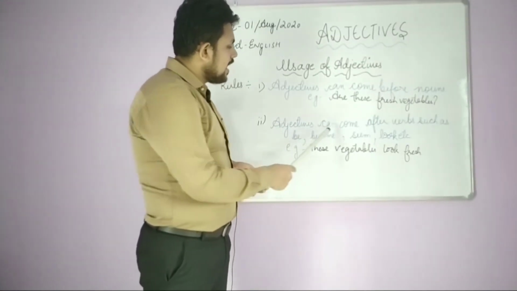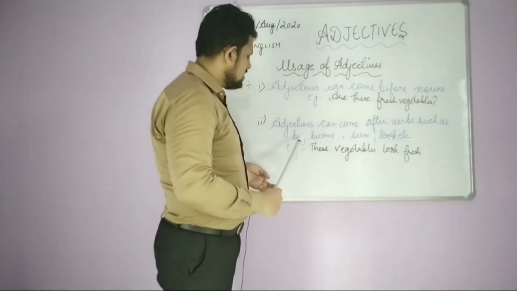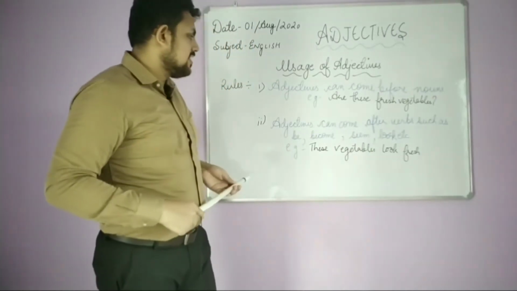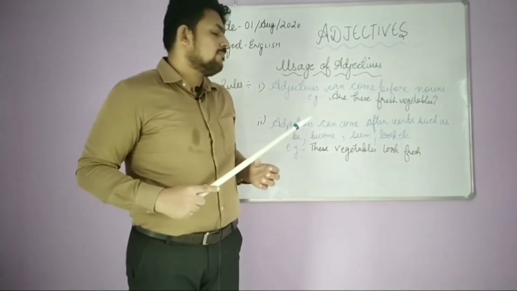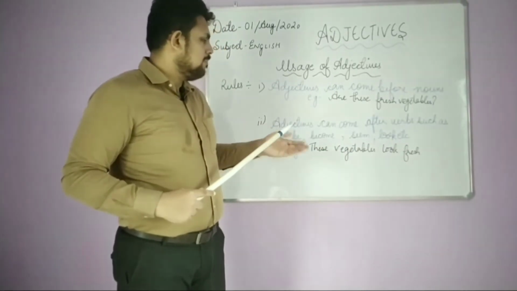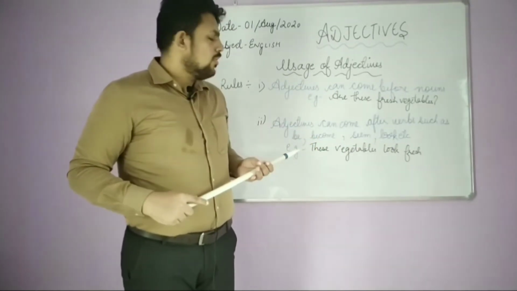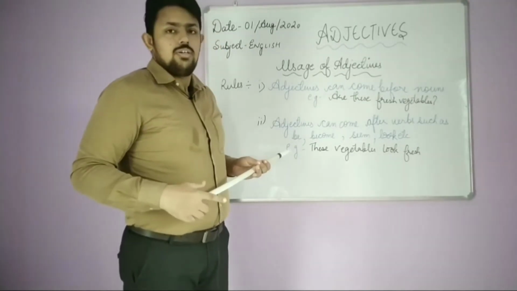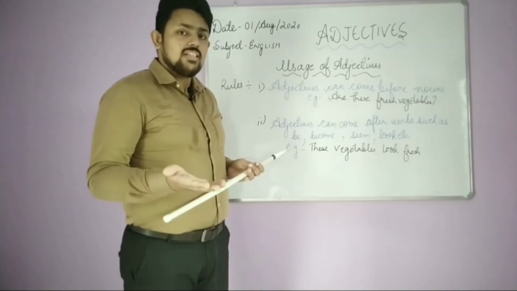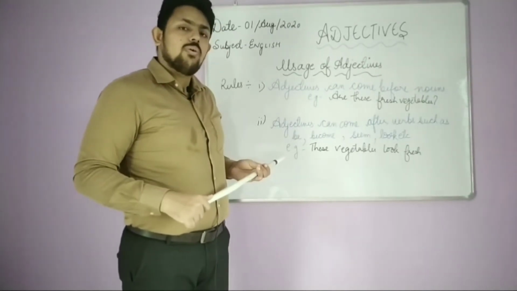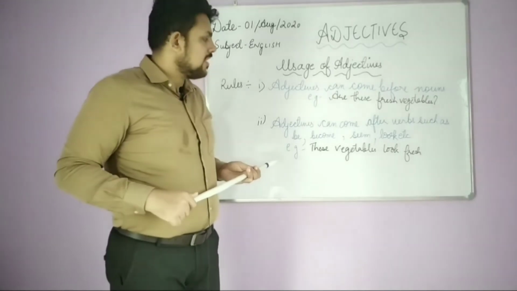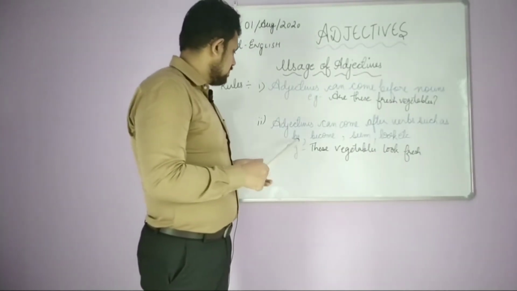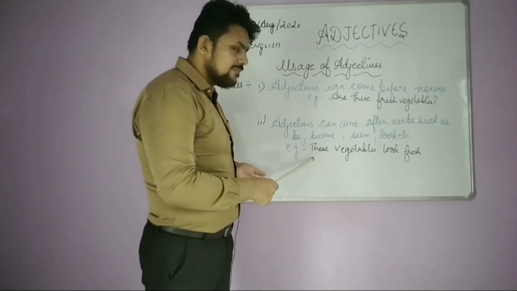Adjectives can come after verbs such as be, become, seem, look, etc. So adjectives can also come after some particular verbs like be, become, seem, look, etc. Okay. So adjectives come after these verbs and they do their work. What work does the adjective do? It modifies a noun or pronoun. And what else does it do? In the second rule we see that it will come after verbs like be, become, etc. So here we have an example.